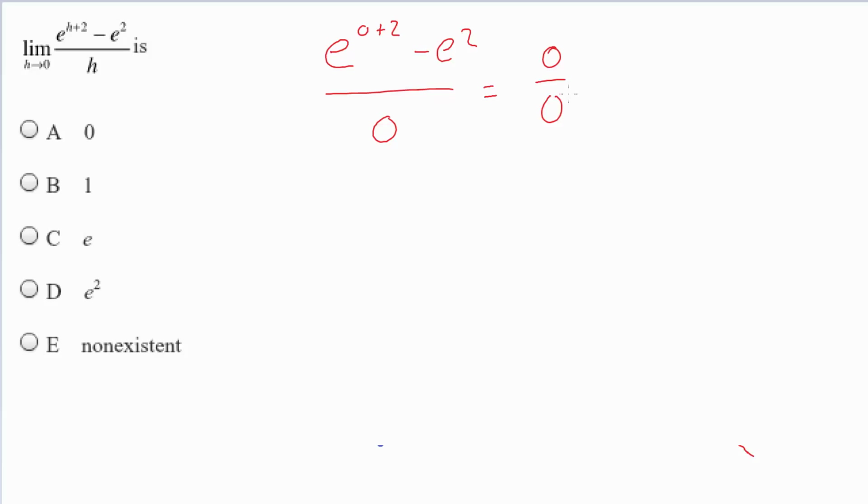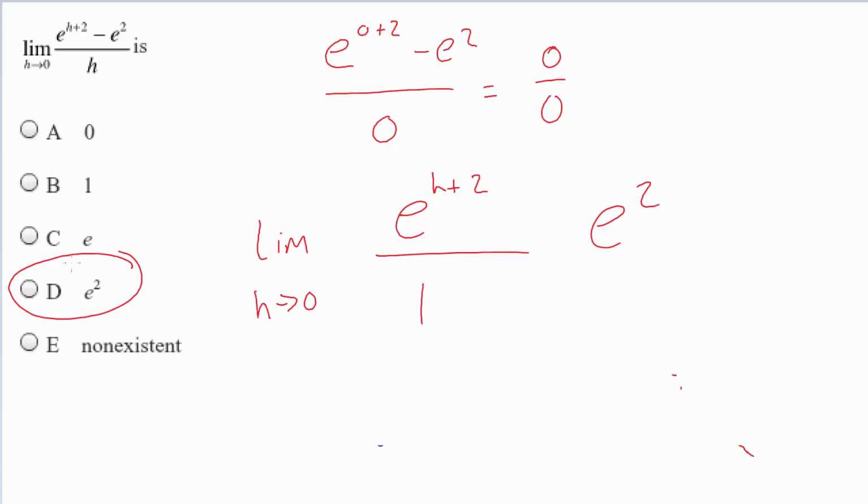So what's the derivative of e to the h plus 2 with respect to h? That will be e to the h plus 2. The derivative of e squared is 0, because that's just a constant, and the derivative of h is 1. So now, can I take my limit as h goes to 0? Sure. Now I can put the 0 in, and I'm left with e squared. D would be the right answer.